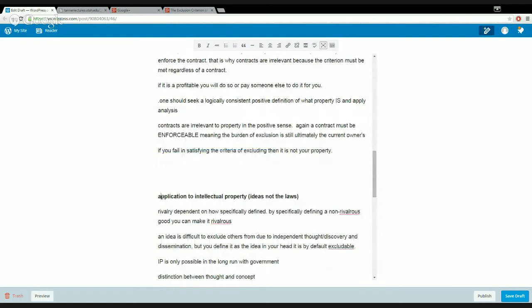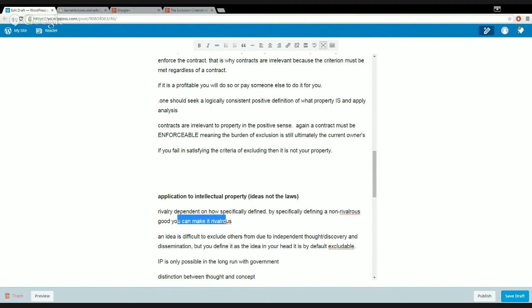Okay, so let's see how the positive definition applies to intellectual property. And by intellectual property, or IP, I don't mean the laws currently in effect from government, right? Not IP law. I'm talking about intellectual property, or ideas, the object of ideas. Rivalry is dependent on how specifically you define the object. Just like monopoly, if you specifically define an industry, you necessarily make it more likely to classify it as a monopoly. And in this case, if you specifically define an object, it actually necessarily becomes property, right?